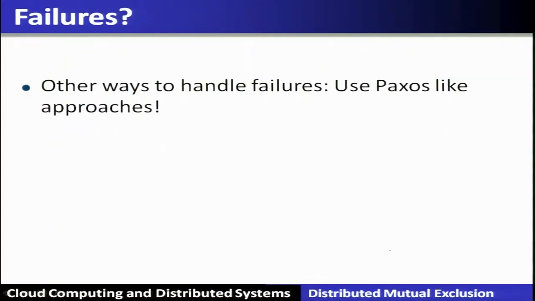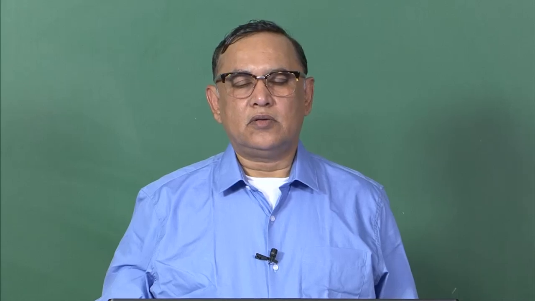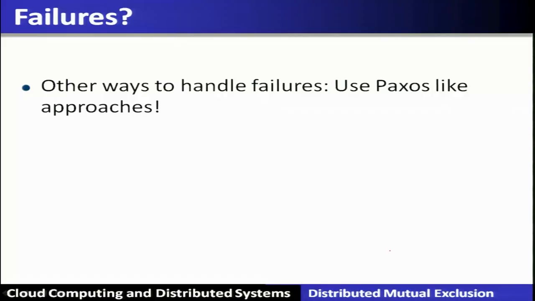Now the failures. We have seen that the previous algorithms have assumed there is no failure. So we will see some other method of how to handle the failures, and yet be able to solve the mutual exclusion problem. We will see that Paxos-like schemes are being used widely in industry solutions.